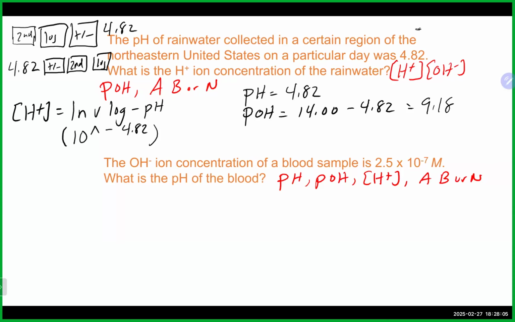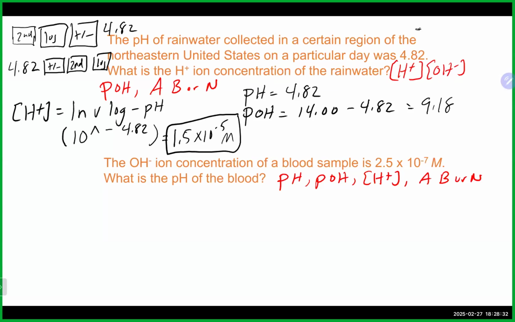If I do that on my calculator, which is neither of those, let me try this calculator here that has a dedicated button for it, negative 4.82, that is going to give me something with too many zeros to count at this late hour. That's going to give me an H plus concentration of 1.5 times 10 to the minus 5. This is molar. It does need a unit because it is a concentration.